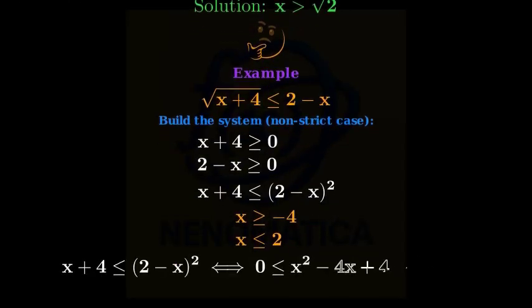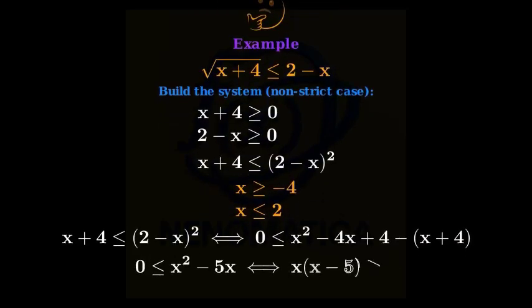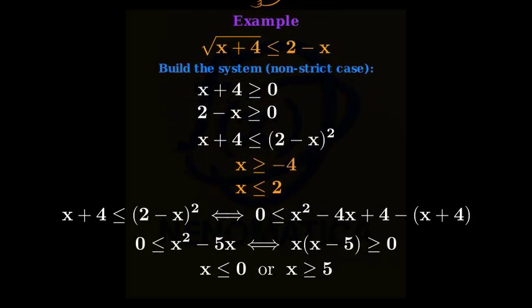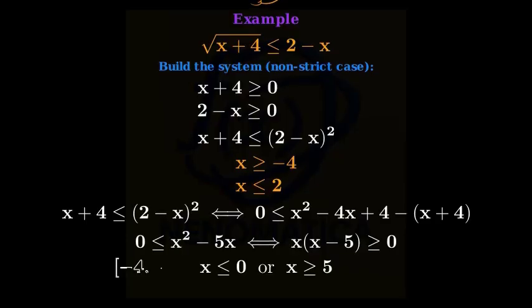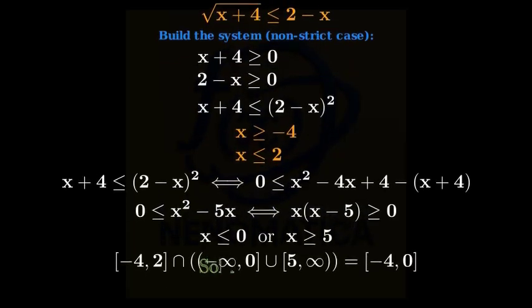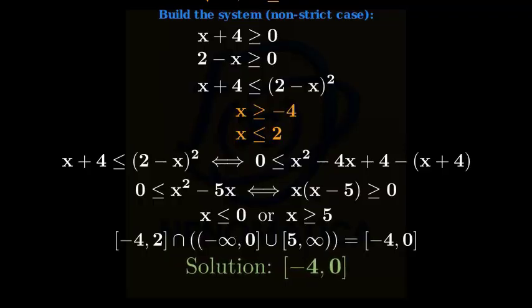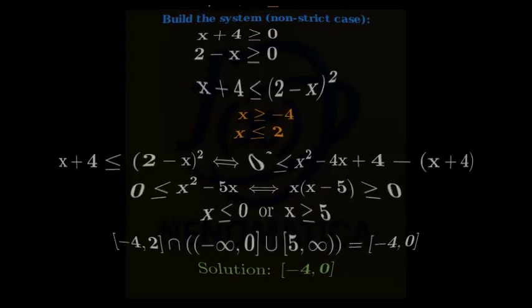Now, the third inequality, x plus 4 less than or equal to (2 minus x) squared, gives 0 less than or equal to x squared minus 5x, or x times (x minus 5) greater than or equal to 0. The solution is x less than or equal to 0 or x greater than or equal to 5. Intersect all three. From negative 4 to 2, intersected with x less than or equal to 0 or x greater than or equal to 5, yields the interval from negative 4 to 0, inclusive. That is the final solution.